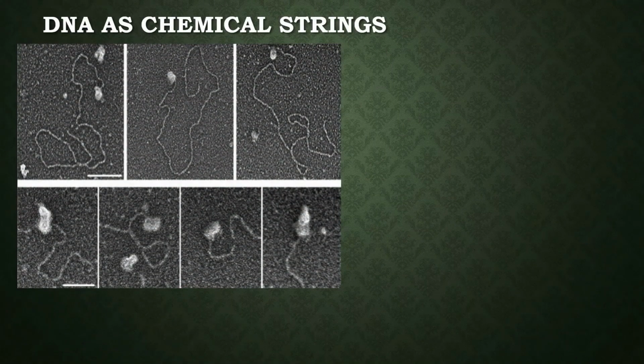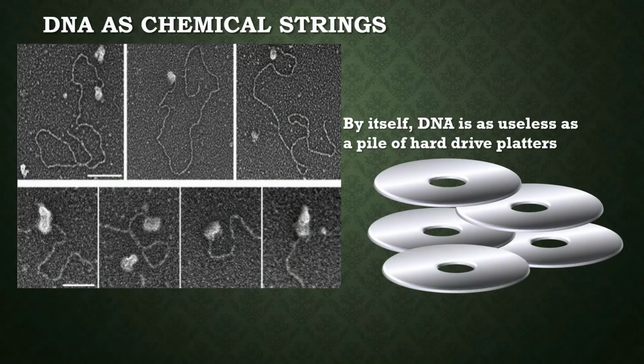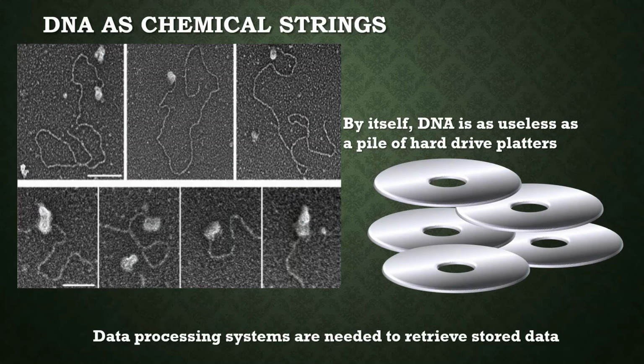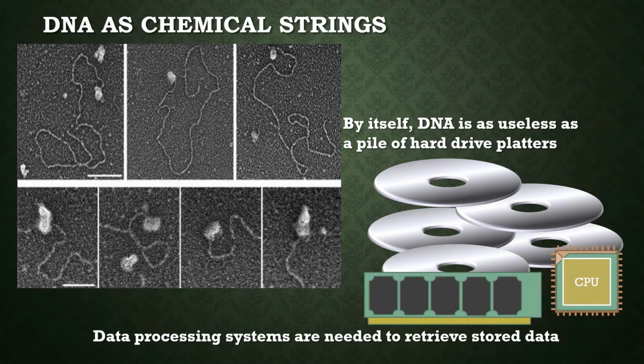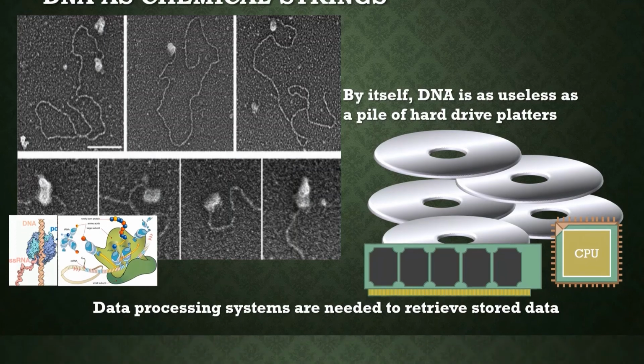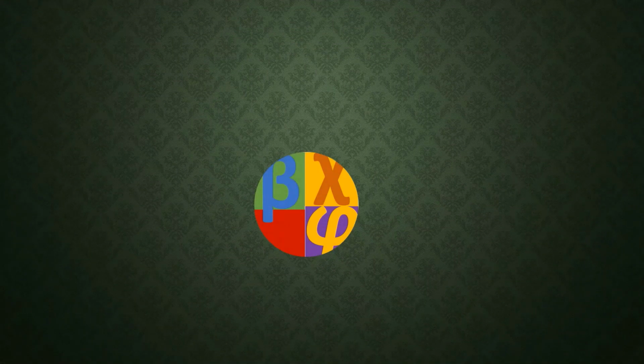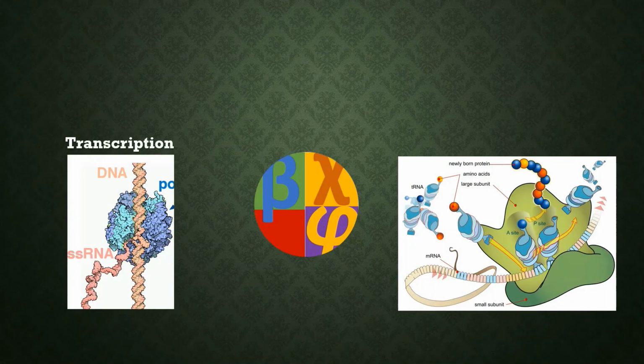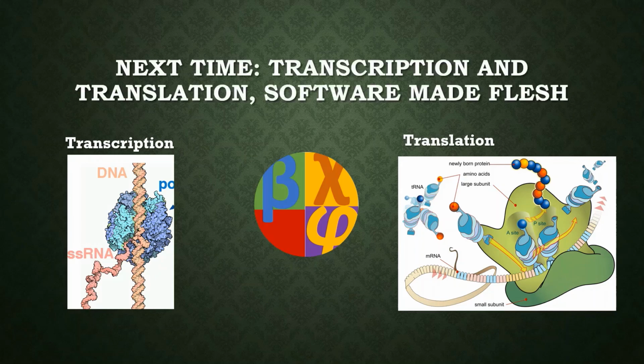By themselves, DNA are just useless strings of chemicals, and hard drives are useless disks of silicon. Just as a computer needs a CPU and RAM to retrieve and store data, a cell needs a system that can copy the genes stored in the nucleus and create a short-term working memory. Next time, we will take a look at the 2-step process that turns genetic code into flesh and blood: transcription and translation.